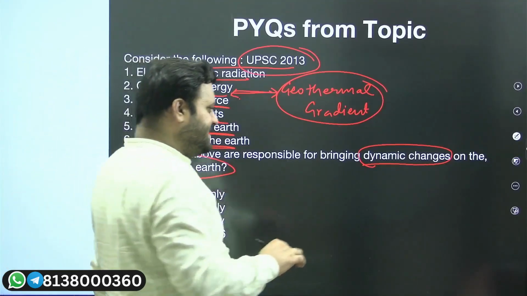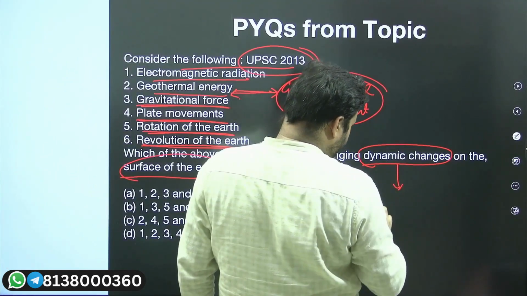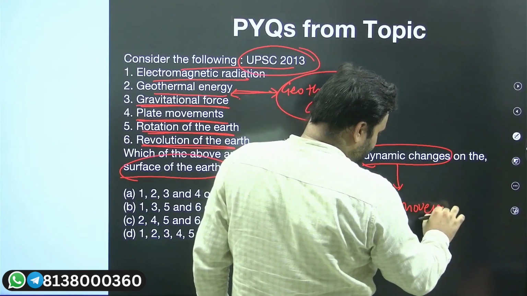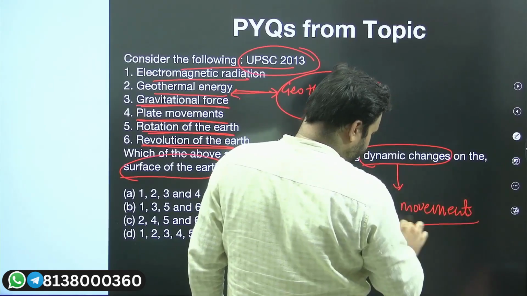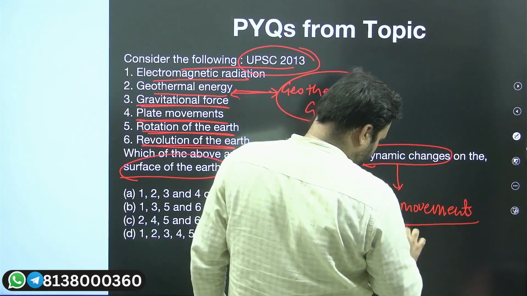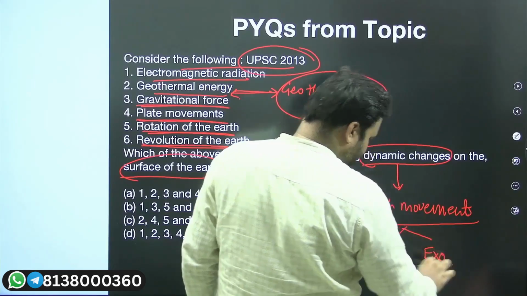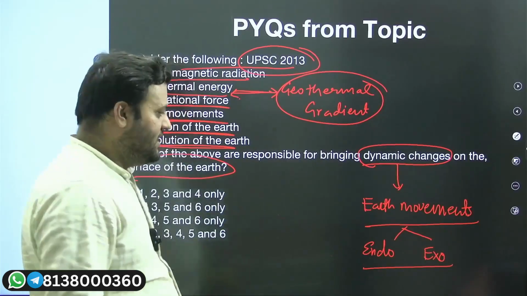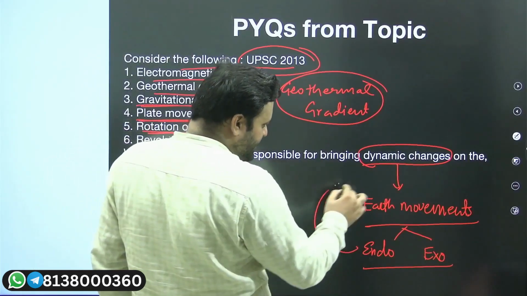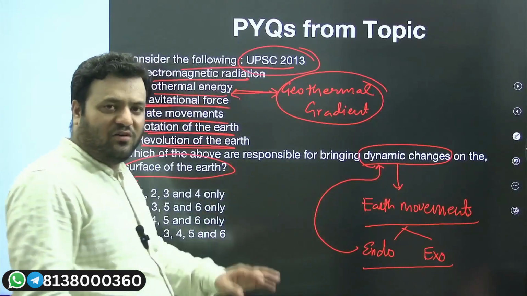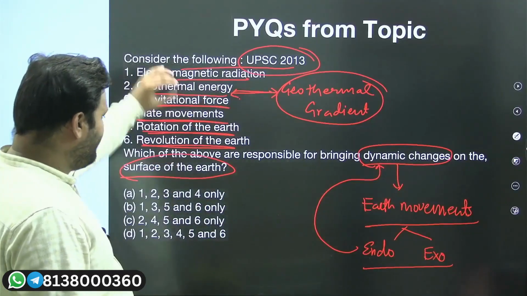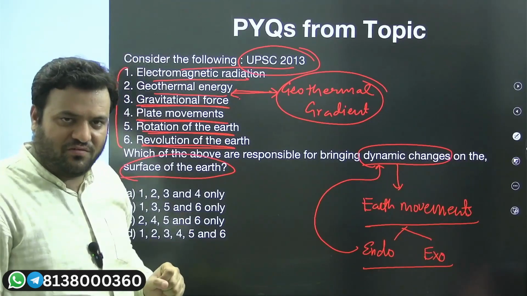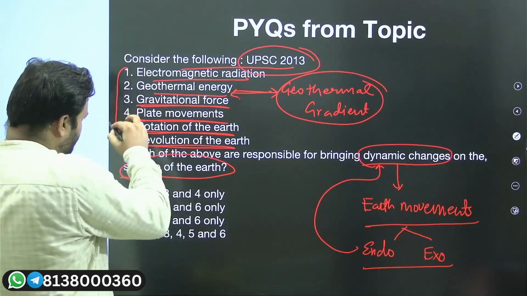These dynamic changes on the surface of Earth, I hope you remember, we discussed in Earth movements, with respect to endogenic and exogenic forces. I told you the interplay between these two sets of forces is responsible for the dynamism on the Earth's surface. So you have to apply which factors led to the dynamic nature of our Earth's crust. So you can lock this option first of all.